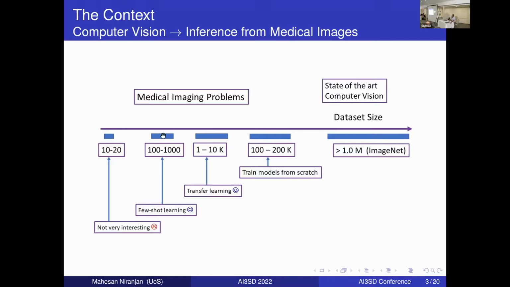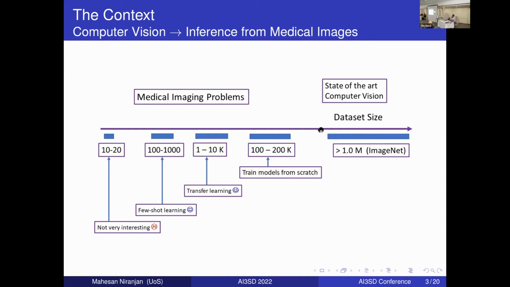So let's calibrate. If you look at this scale here, towards the far right is computer vision problems. We work with massive data sets of the order of 1 million items of data, with number of classes going in their thousands and so on. So that's that world.